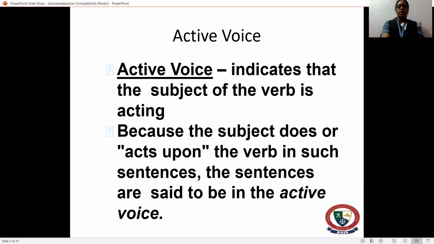So now we'll see what do you mean by active voice. What is the actual explanation given for active voice? So active voice indicates that the subject of the verb is acting. So the subject of the verb actually acts upon. So because the subject does or acts upon the verb, those sentences are said to be in the active voice form.